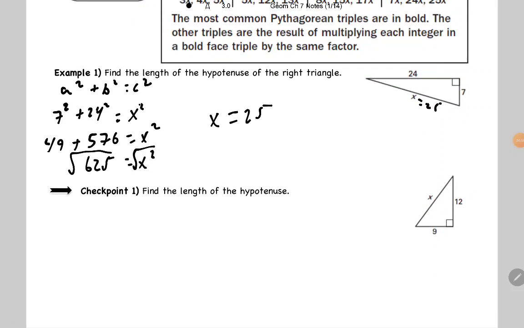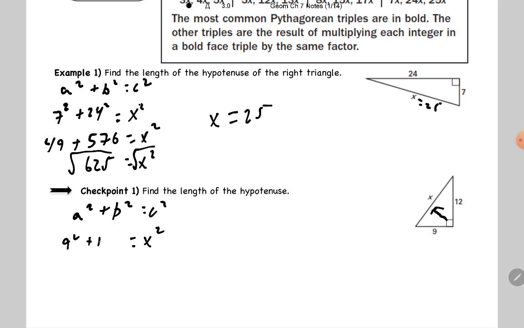So let's do another one. So 9, 12. First off, a squared plus b squared equals c squared. What is my c value? Opposite of the right angle is my hypotenuse, the longest side. So c is x again.